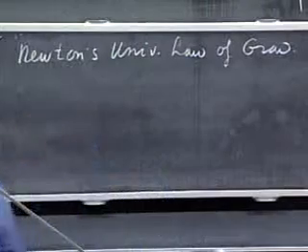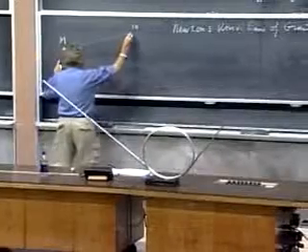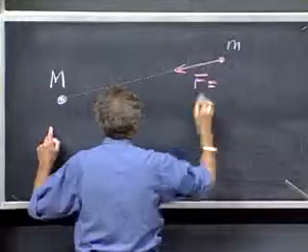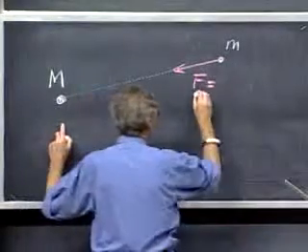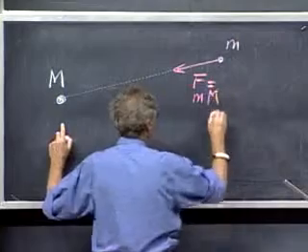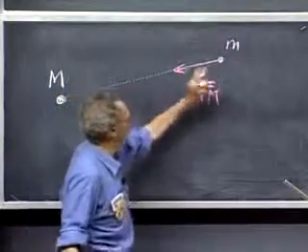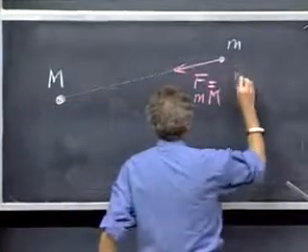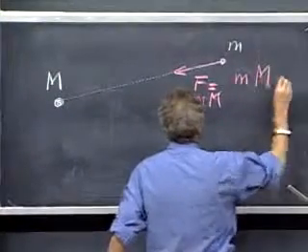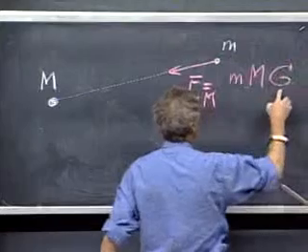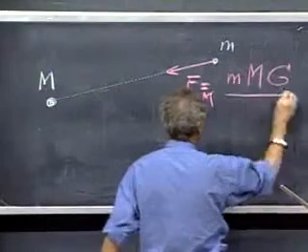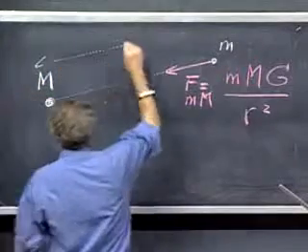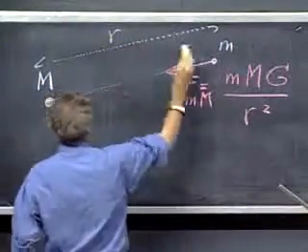He says the force that little m experiences, this force, equals, I'll put a little m here and a capital M here, so it is little m experiences that force due to the presence of capital M, equals little m times capital M times a constant, which Newton in his days didn't know yet what that value was, divided by r squared, if r is the distance between the two.